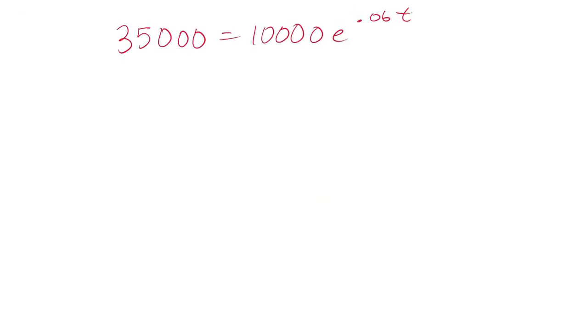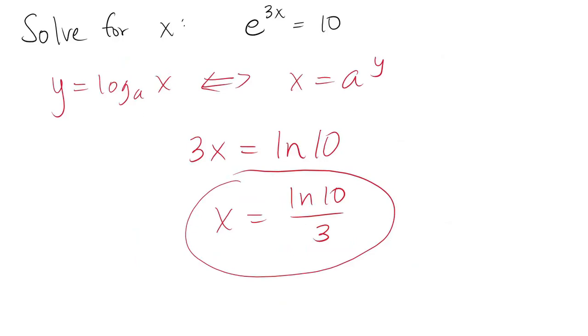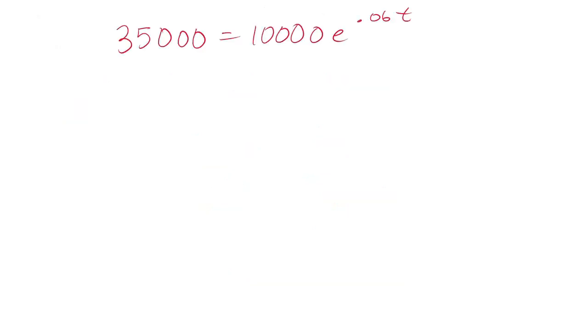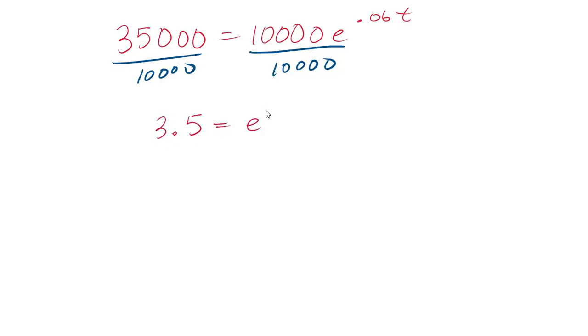We saw how to handle this in this generic example here. If we can isolate the exponential expression so that it has no coefficient to the left of it, then we can use the translator to rewrite it in logarithmic form. In our example, we do have a coefficient. There's a 10,000 in the way. Let's divide by that first. 35,000 divided by 10,000 is 3.5. On the right side, the coefficient cancels away. And now we have the format that we need in order to use the translator.